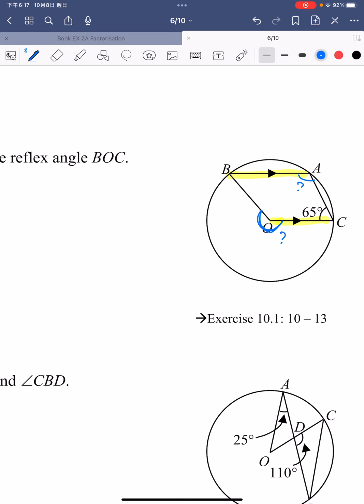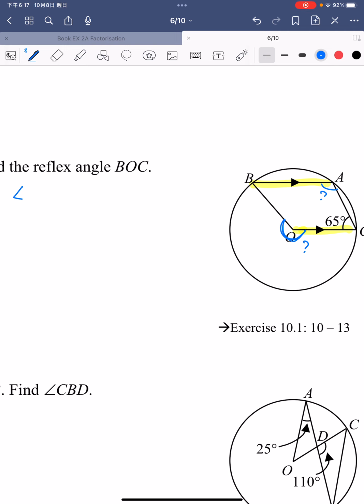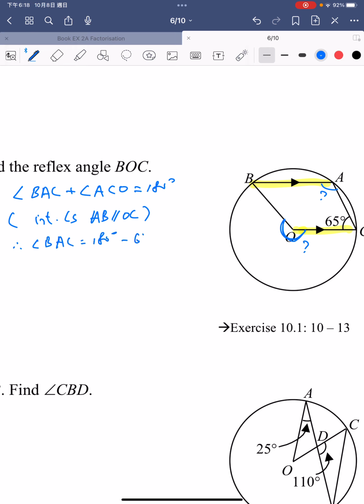So how do you find out BAC? As AB is parallel to OC, there's a relationship of their interior angles, which is the angle BAC that we want, and 65 that is already provided. So the first line we're going to write is angle BAC plus the angle ACO is equal to 180. The reason for this is the interior angles, and we have two parallel lines. AB is parallel to OC, so we can say BAC is equal to 180 degrees minus 65 degrees to give you 115 degrees.